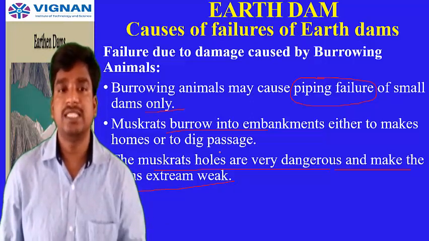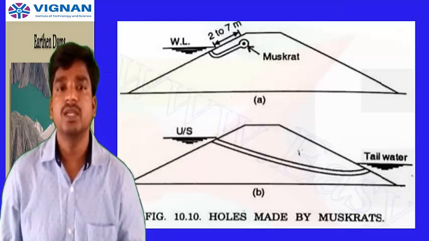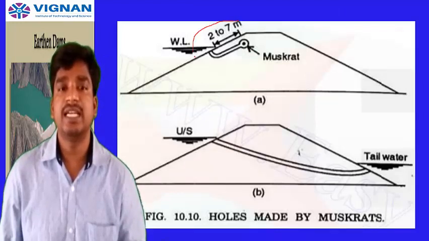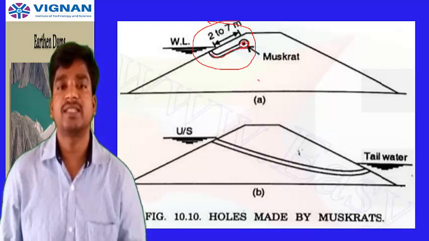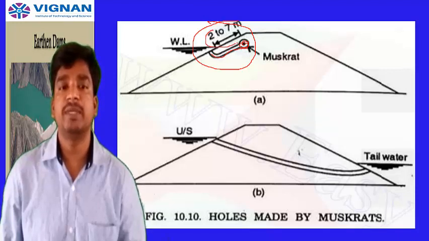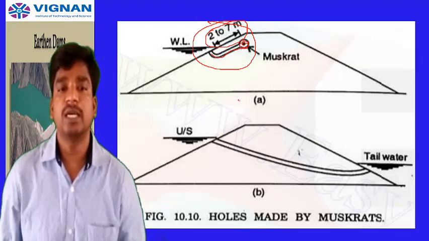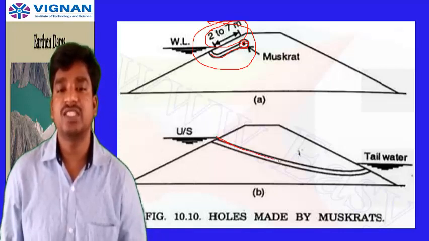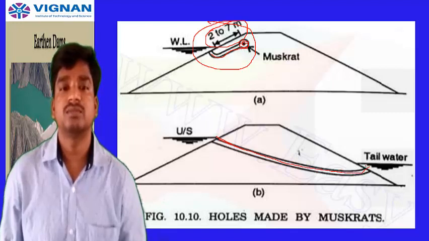Okay, so let us see the picture here. See, the muskrat is creating a way here. From here to here, this muskrat has created a way to make a home. The distance is almost 2 to 7 meters for small dams. Sometimes the muskrat may create holes like this, and with respect to this, a passage is created to the tailwater.